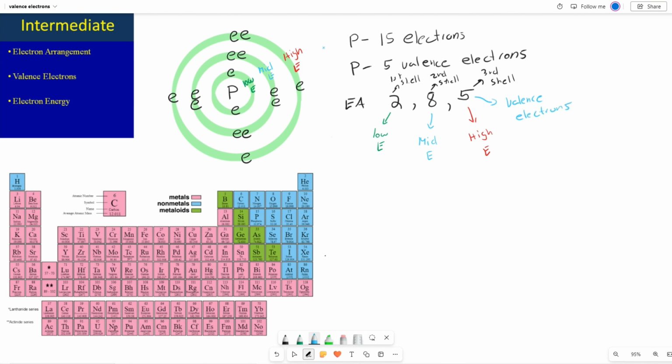So you can see that by writing a model of an atom and then writing its electron arrangement, the electron arrangement tells us which energy levels each of the electrons are in, tells us their relative energies, and then also lets us know which electrons are valence electrons, which are the electrons that are going to want to bond or interact with other atoms.